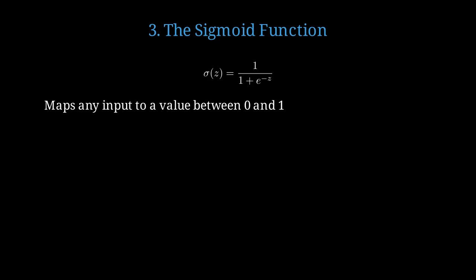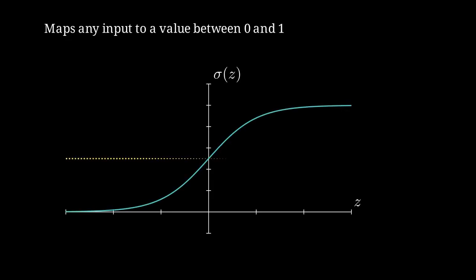Logistic regression uses the sigmoid function to solve this problem. The sigmoid function is defined as 1 over 1 plus e to the negative z. It maps any input value to an output between 0 and 1, perfect for probabilities. The sigmoid curve smoothly transitions from 0 to 1 with the threshold at 0.5 for classification.